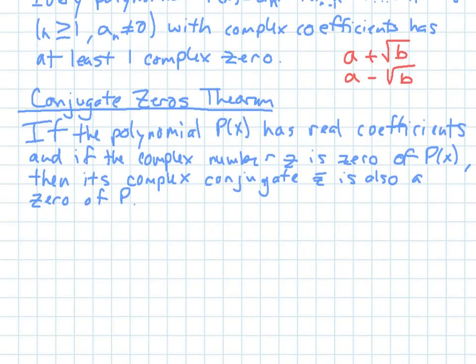The conjugate zero theorem, which we talked about a little bit, says that if polynomial p of x has real coefficients, and if the complex number z is a zero of p of x, then its complex conjugate, z bar, is also a zero of p. That's what I was talking about, where if this is an answer, then this is also an answer. So the conjugate is also true.